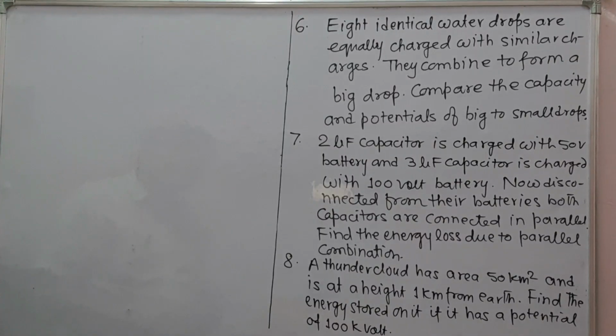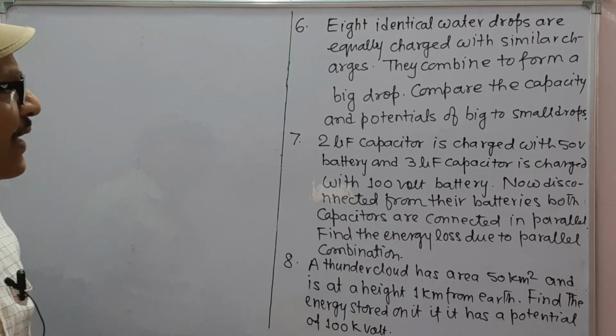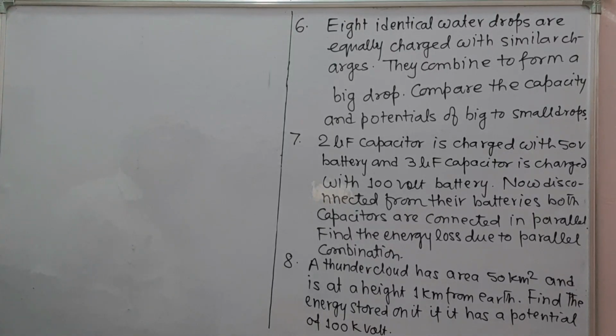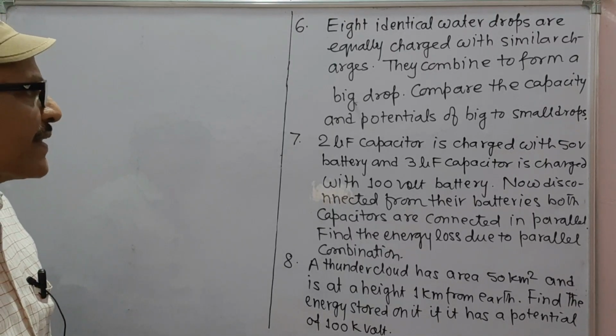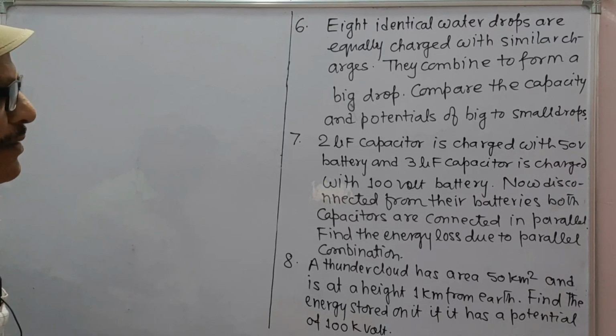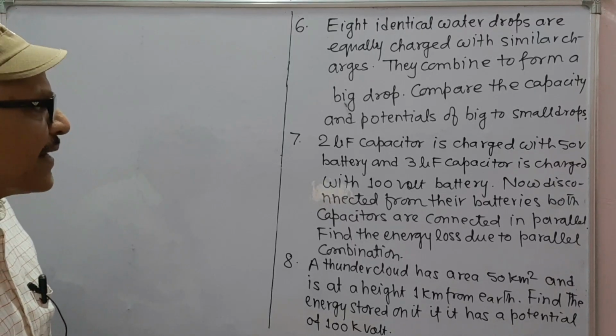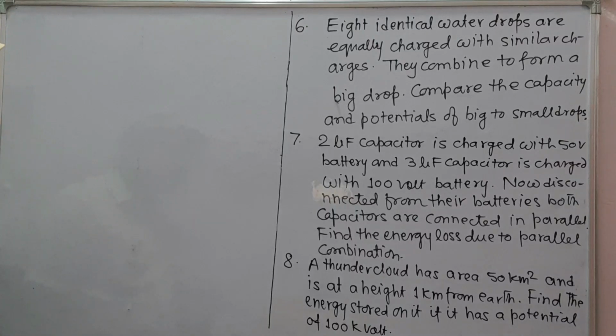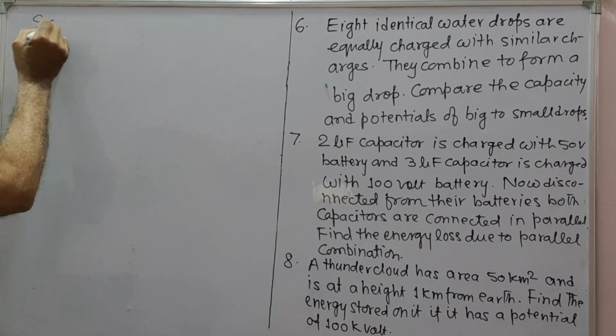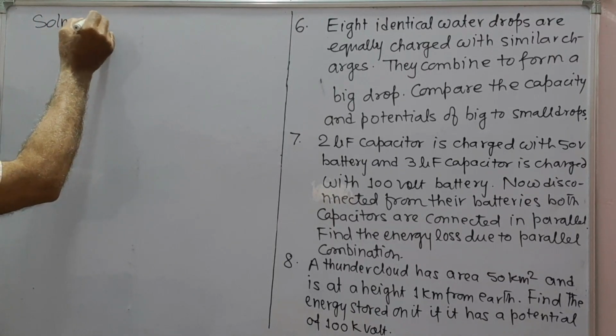Now question number 6. 8 identical water drops are equally charged with similar charges. They combine to form a big drop. Compare the capacity and potentials of big to small drops. Now solution to question 6.